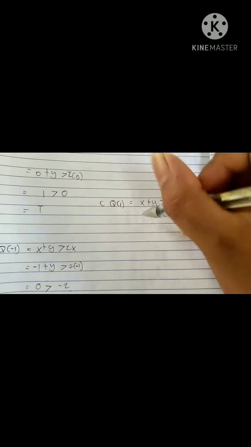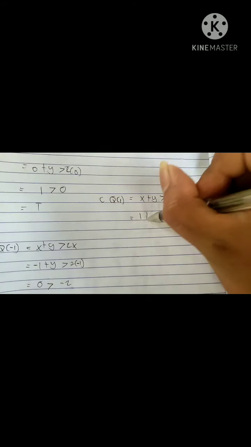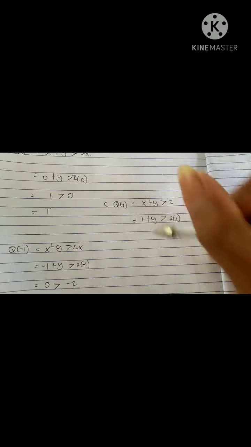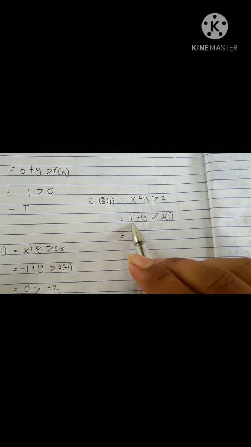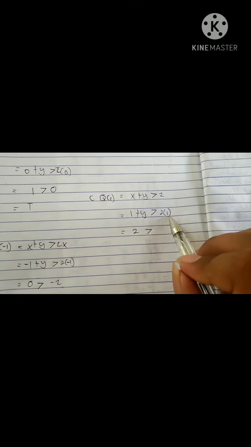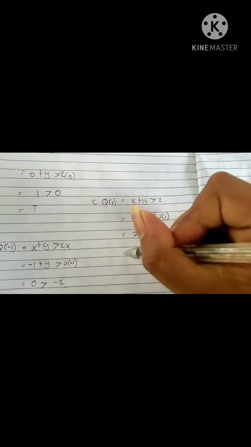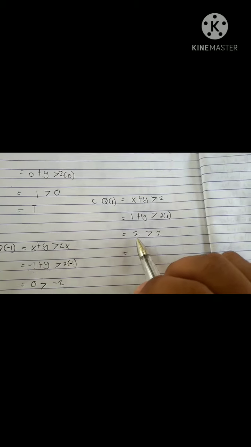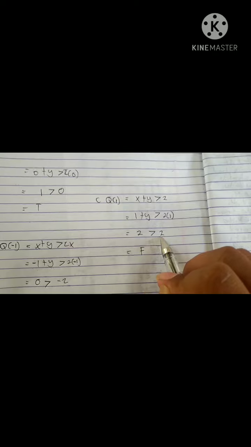The next given value of x is 1. So we will substitute the value of x: 1 plus y is greater than 2 times 1. So 1 plus 1 is 2, is greater than 2 times 1, which is 2. Therefore, it is false because 2 is not greater than 2; it is equal to. Our next given problem is existential x Q(x).